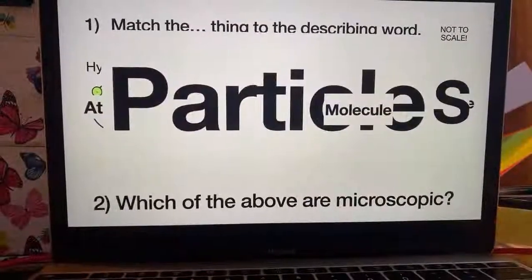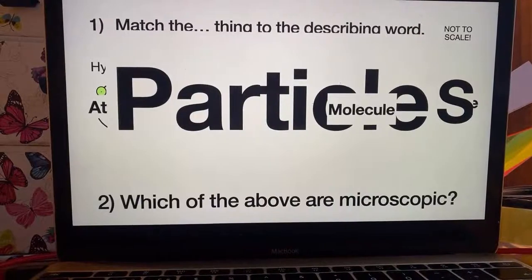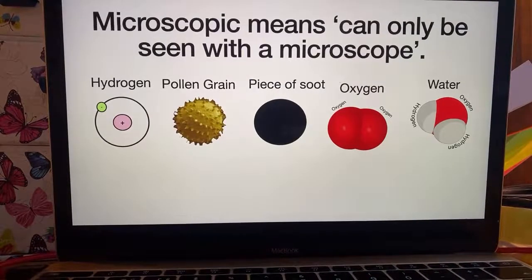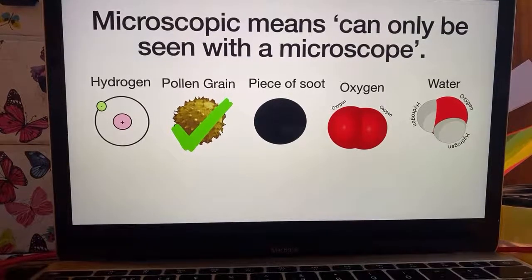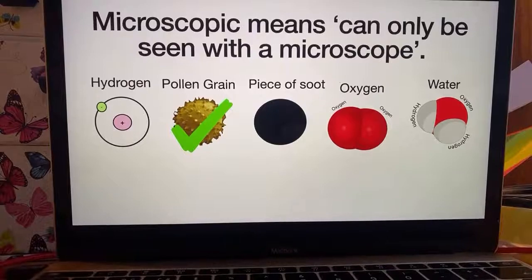So which of those are microscopic? Well, microscopic means something can only be seen with a microscope. So a pollen grain is microscopic. I mean, you see lots of pollen together, but actually one pollen grain, you can't really, unless it's a really massive one, you can't see it with your eyes, but you can see it through a microscope.